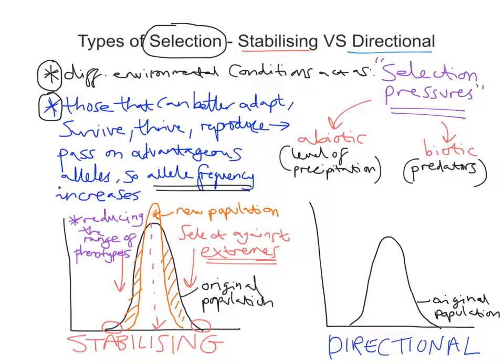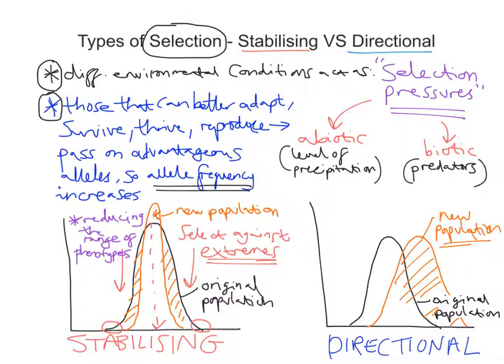So what we get, if we were to draw the curve for this, as I did with the previous, is a complete shift of the curve to one side. So this again is our new population. We've favoured one particular extreme, and again this was happening in a fluctuating population.